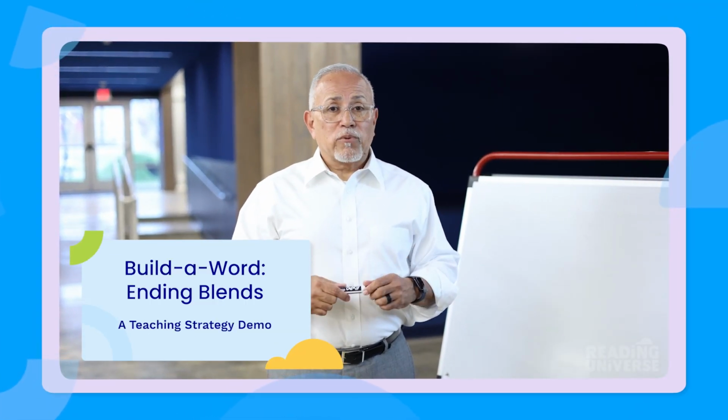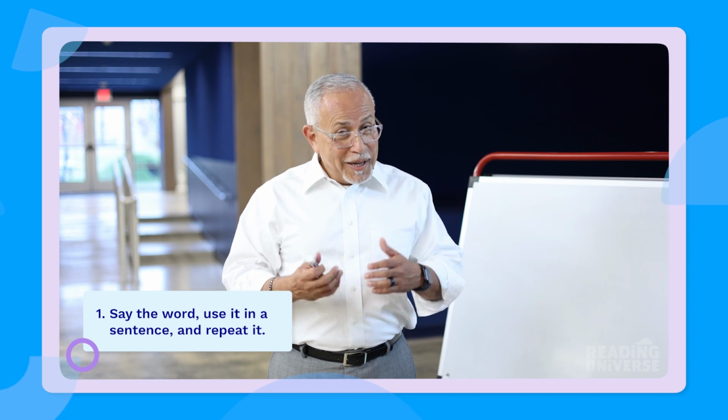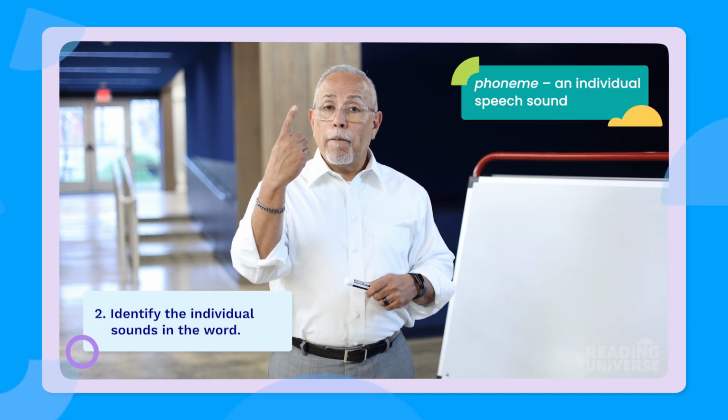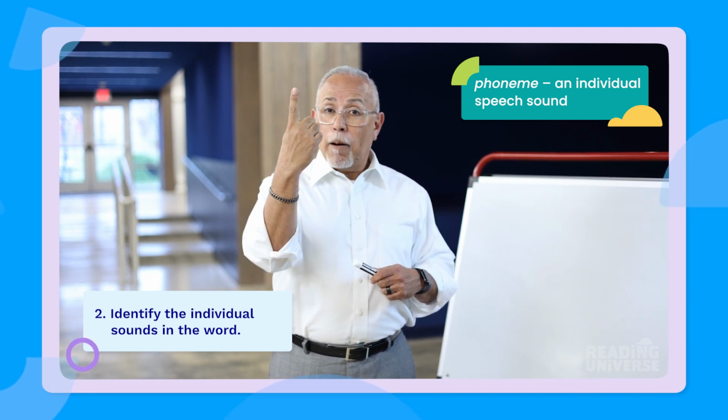Let's use the build-a-word strategy with blends, but in the final position. The word is best. Marian is my best friend. What's the word? Best. All right, let's identify those phonemes. Best. B, E, S, T.